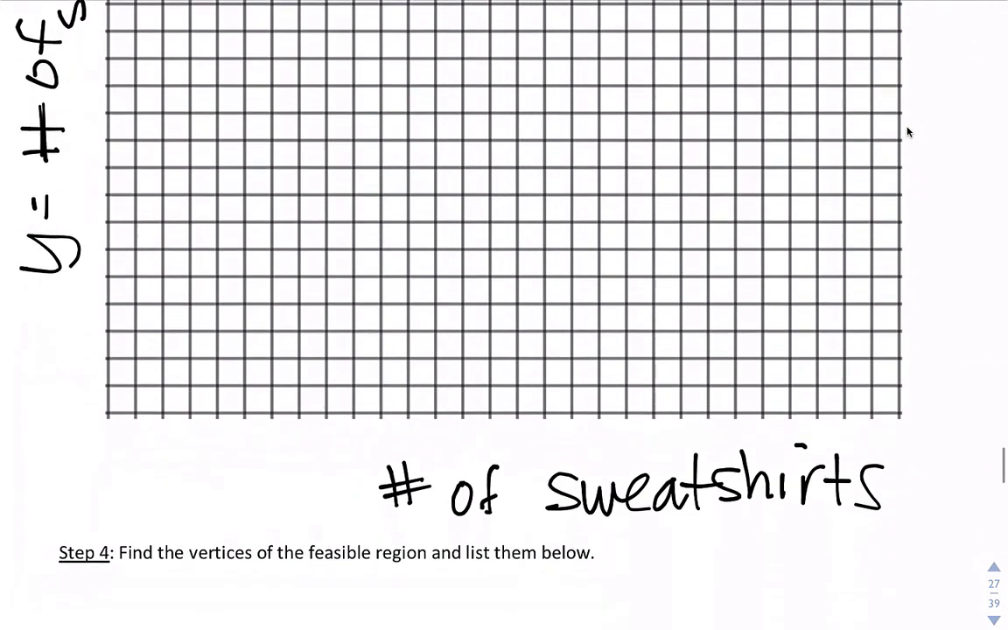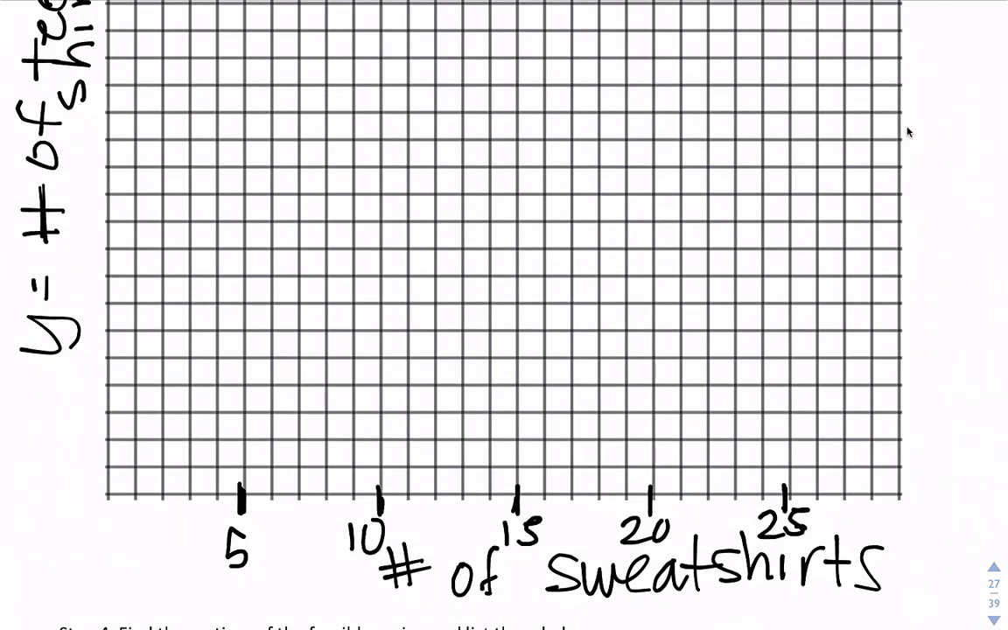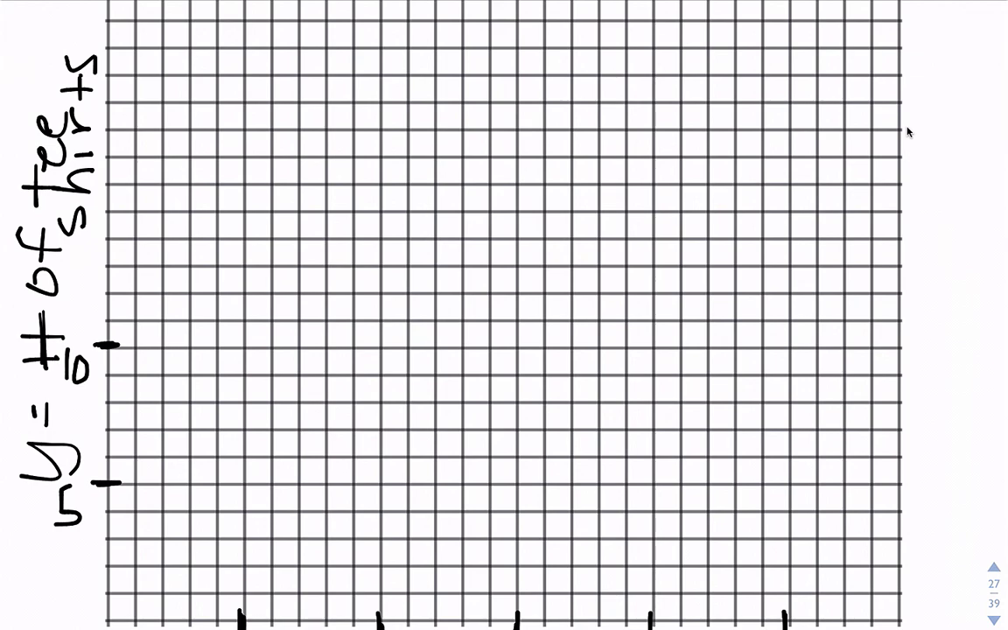Okay. So number of sweatshirts, again, I'm just going by one. So let me scale this. 1, 2, 3, 4. Here's 5. Here's 10. Here's 15. Here's 20. Here's 25. And then let's do that over here. 1, 2, 3, 4. Here's 5. Here's 10. 15, 20. Okay, so now let's graph.